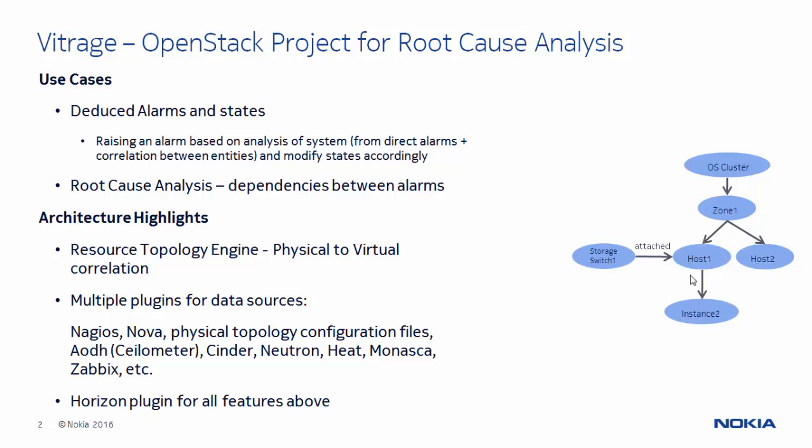You can see in this example, we have a graph database that holds Nova resources and a physical switch. Assume that we get a Nagios alarm saying that there is a switch failure. We deduce, based on templates that I will show in the demo, that there must be a problem with the instance. We raise a deduced alarm on the instance, we modify the state of the instance to be error, and we mark that the Nagios alarm is the root cause of the deduced alarm.